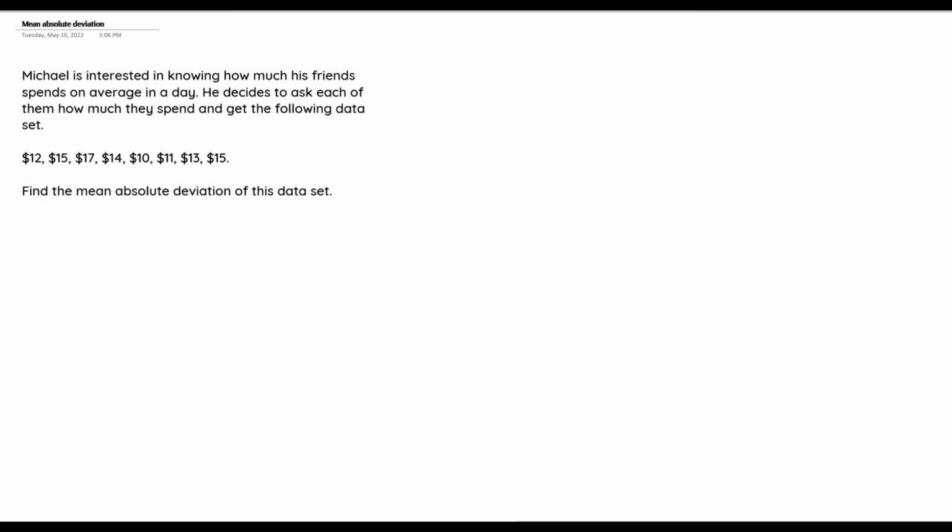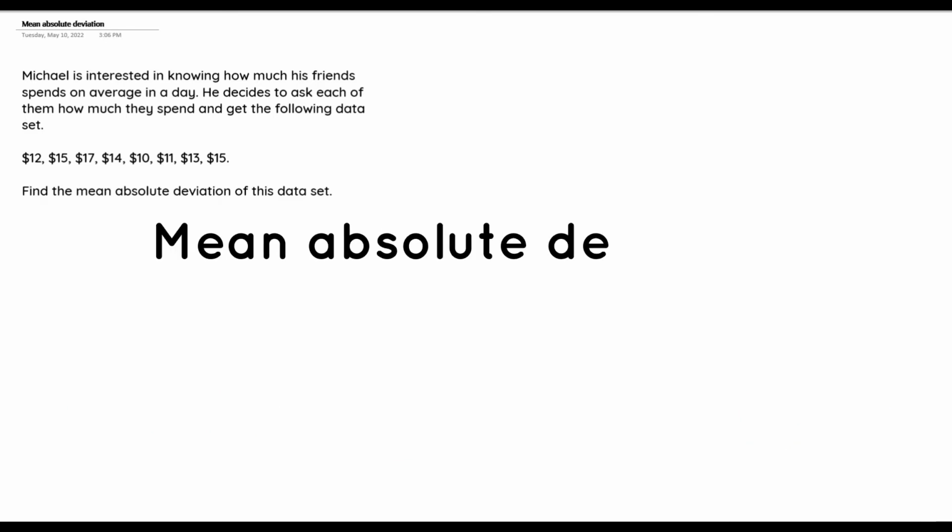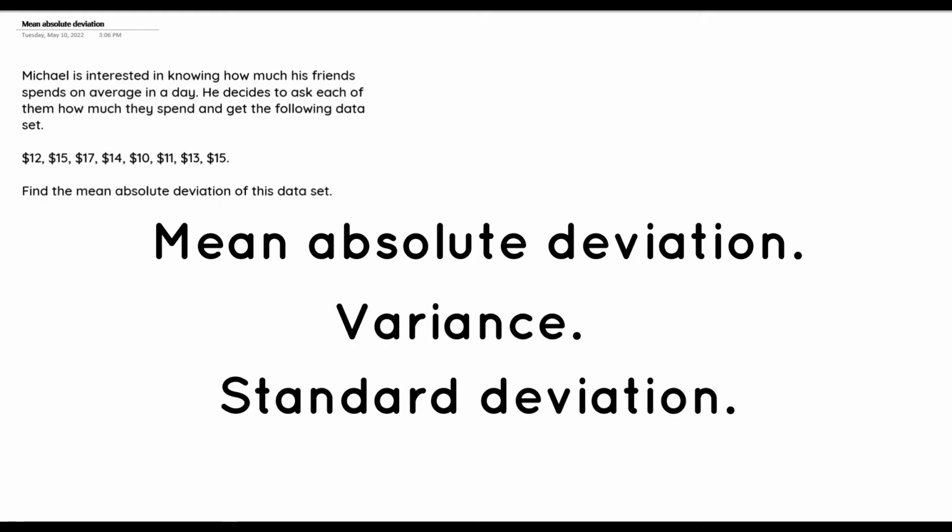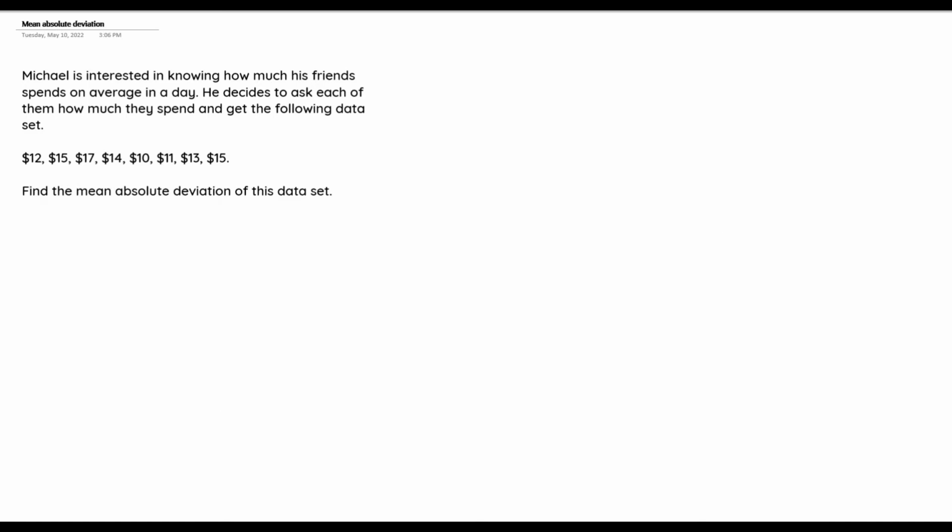The measure of dispersion consists of the mean absolute deviation, the variance, the standard deviation, and it also has the range. So these are the four basic tools we have when it comes to the measure of dispersion or the measure of spread of our data set. So let's start with the concept of the mean absolute deviation with this question we have here.